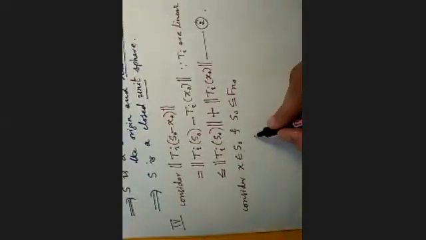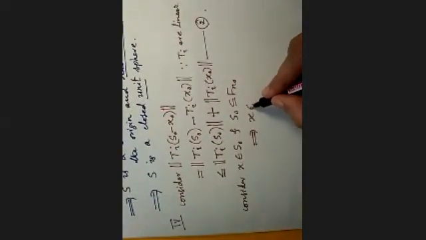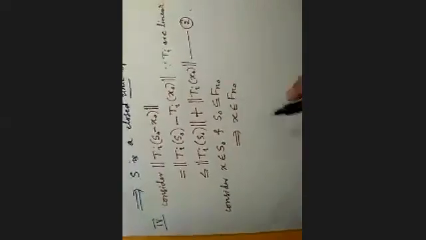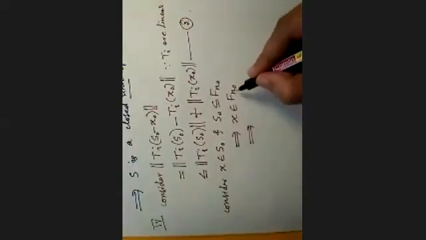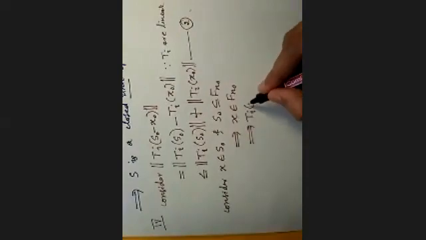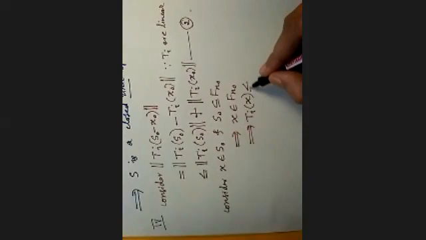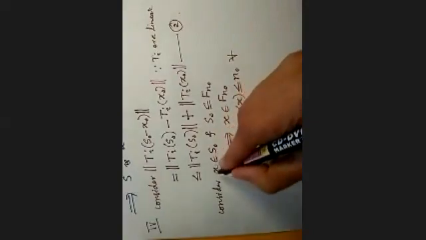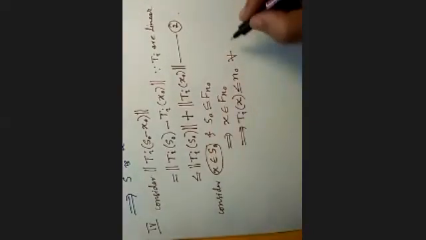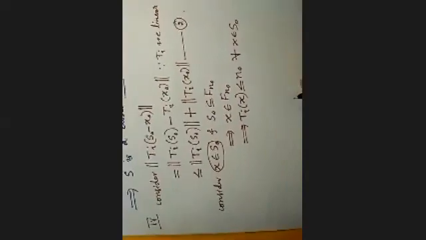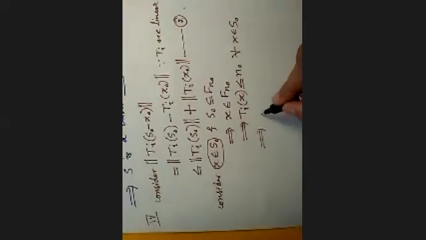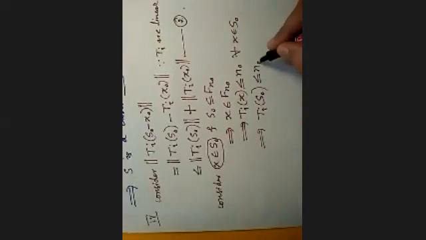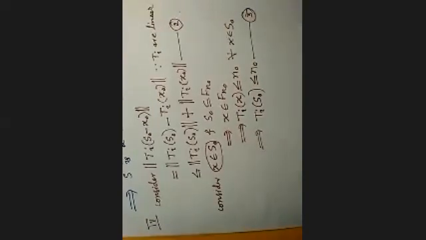So therefore, we get X belonging to Fn naught. This implies, what is the condition to be in Fn naught? I have Ti of this X will be lesser than or equal to N naught. So this is happening for all elements x belonging to S naught. So therefore, can I write like this? Ti of S naught is lesser than or equal to N naught. We'll call this as 3.